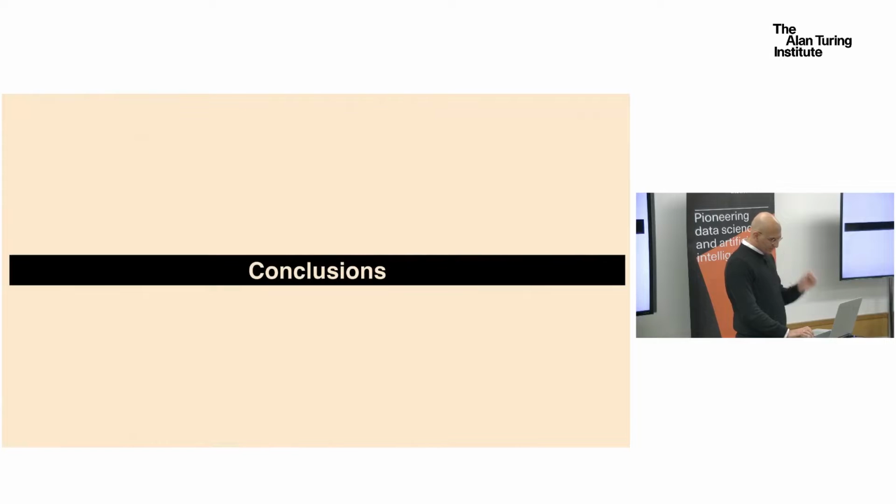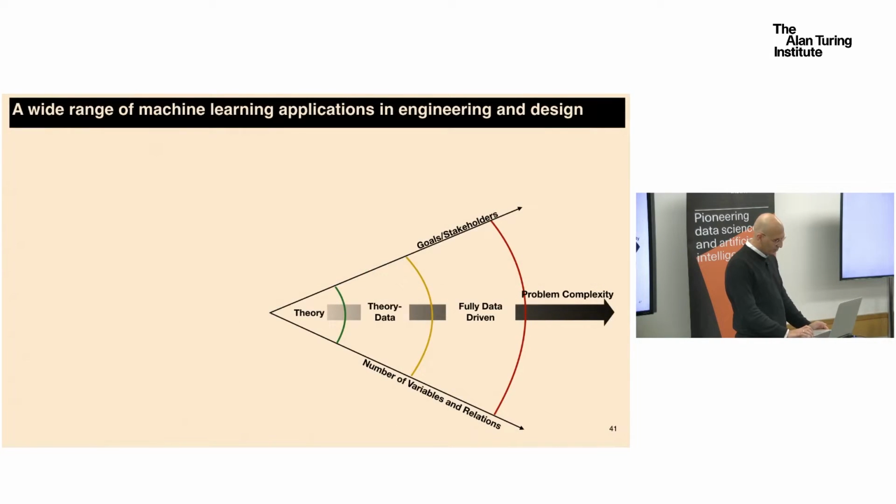So I just want to go to conclusions. And I tried to show you a wide range of machine learning applications. I tried to show where they are beneficial and where they are the limits. So there are a small part of the problems in terms of complexity. I just call this cone of complexity. When the goals or stakeholders are increasing and at the same time, which are dependent, the number of variables and relations are increasing, problems become complex. And this is the majority of the world problems, right?